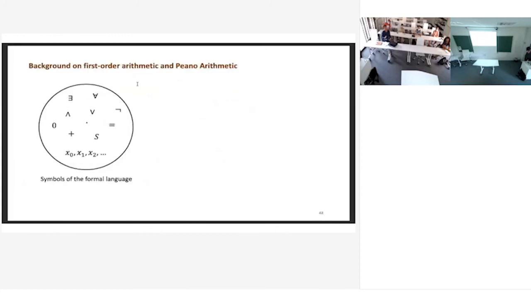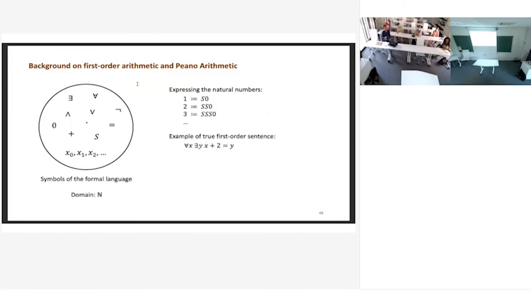First, there's first-order arithmetic. It's a language that you can use to say things about the natural numbers. So you have quantifiers exists and for all. You have variables, and you have 0 and the successor function, and addition and multiplication, and equality and logical operators. So you can construct the natural numbers this way with a successor function.